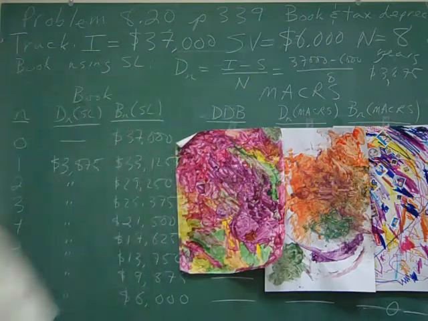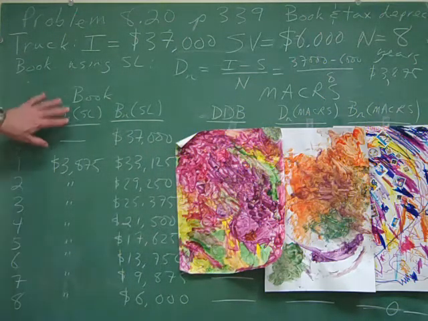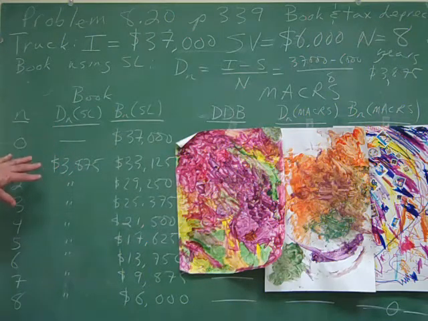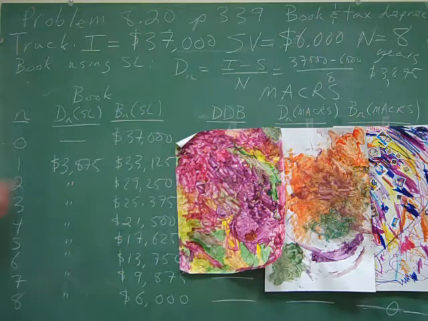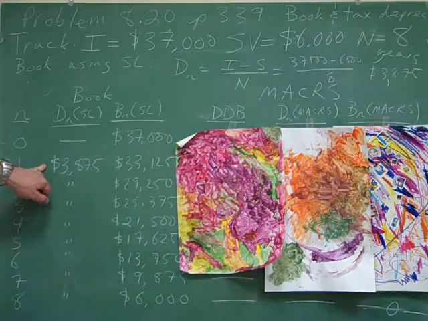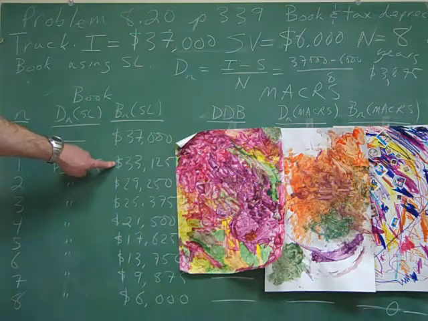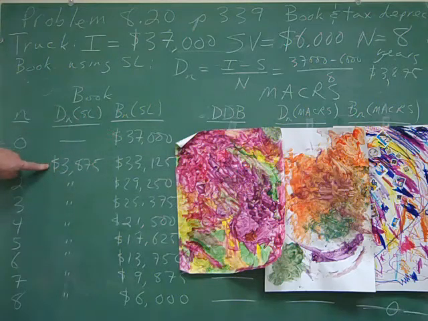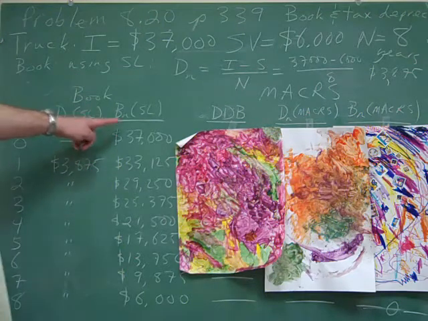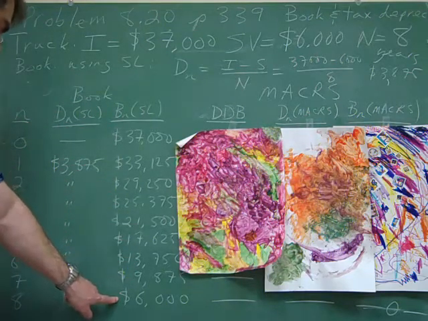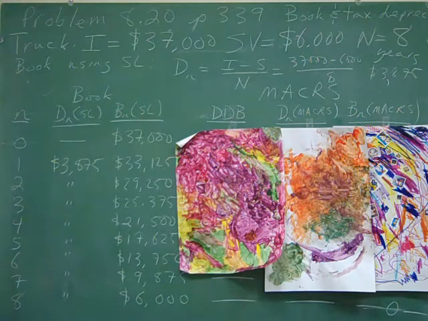So if we look at what we wind up with for the book with straight line depreciation, in year 0 we would put forth the 37K as the book value, which is the purchase value of the asset, and then each one of the 8 years of service we would depreciate the book value by 3875. And calculating this value is very simple. You just take the previous year's book value, subtract this year's depreciation in order to get the current book value for year end. And you can see that we have a nice progression down to year 8 where we wind up with $6,000 being the final value of the asset.